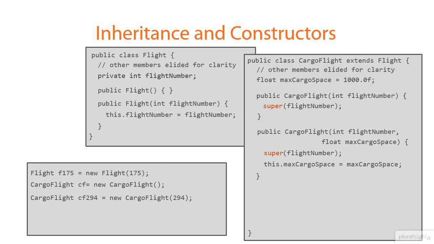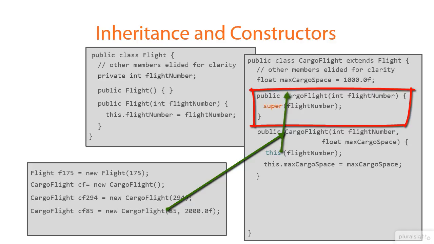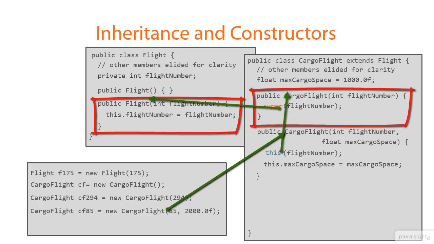So this would call into the flight constructor that accepts a flight number and then set max cargo space. But in this situation, rather than call into the base class, we've already done work inside of our class to create a constructor that accepts a flight number. So rather than call super in this case, it would be better to go ahead and use this. Now if we create a cargo flight instance that accepts a flight number and max cargo space, it'll call our cargo flight constructor that accepts those two parameters. We'll then call up to our cargo flight constructor that accepts the flight number, and then that calls into the base class constructor that accepts flight number.